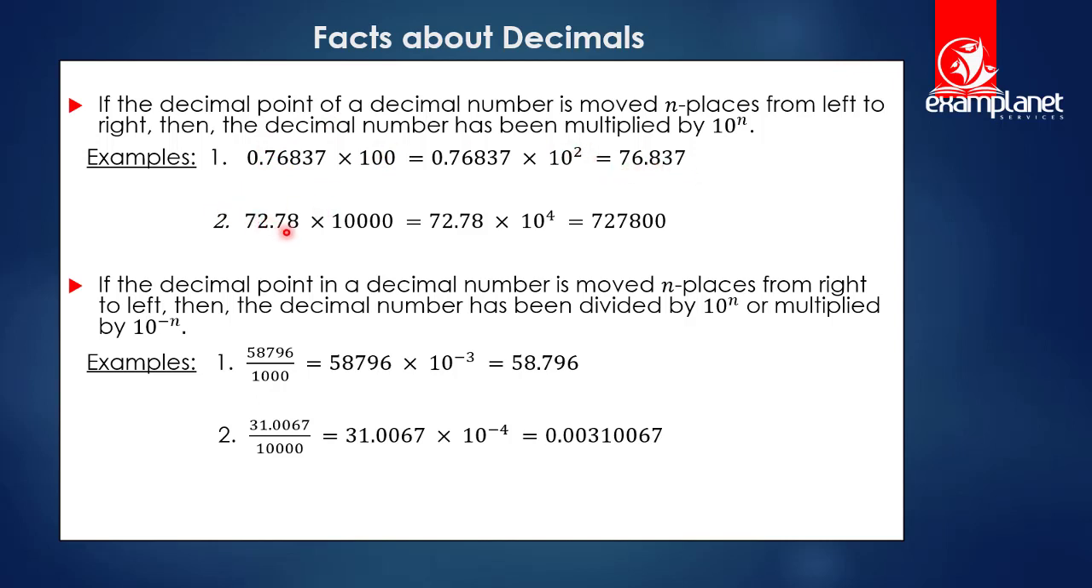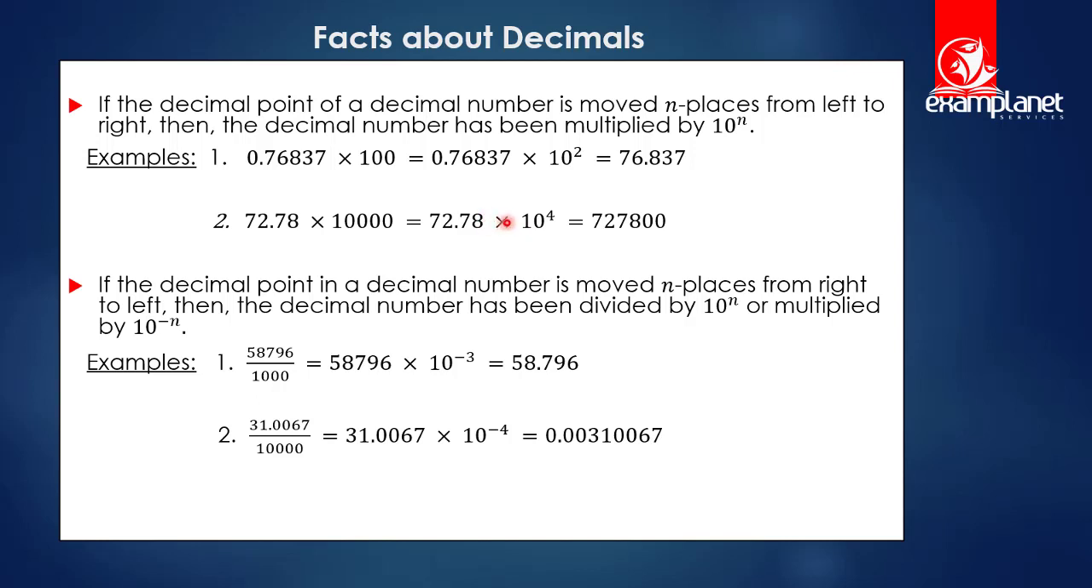Another example, 72.78 times 10,000. So what is the answer? I don't need my calculator at all. All I need to do is check how many zeros I have: 1, 2, 3, 4. 4 zeros. So that means I move my point 4 times to the right. So if I move my point 4 times to the right, I have 1, 2, then I will have 3, 4. So you can see that I have 2 spaces after the 8.